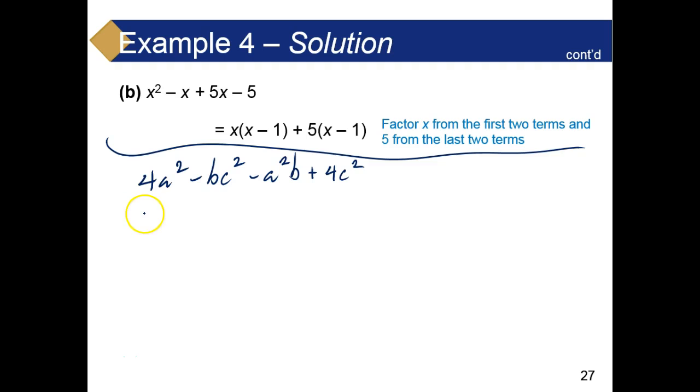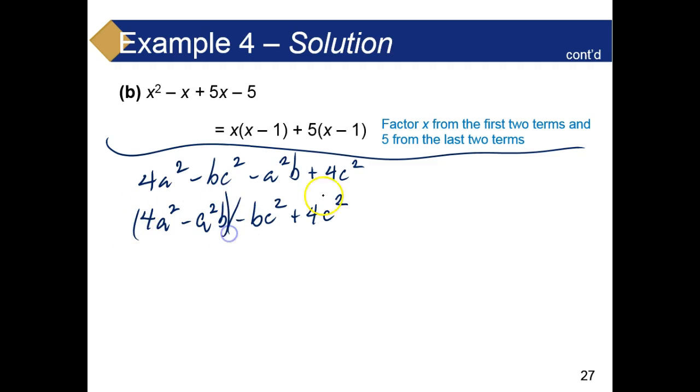And what do you see? 4a squared minus a squared b minus bc squared plus 4c squared. Now, you might want to do a little more rearranging, but we can live with this. Now what?